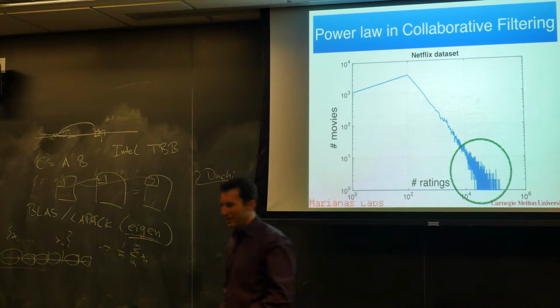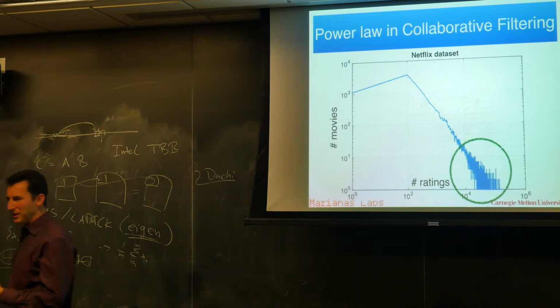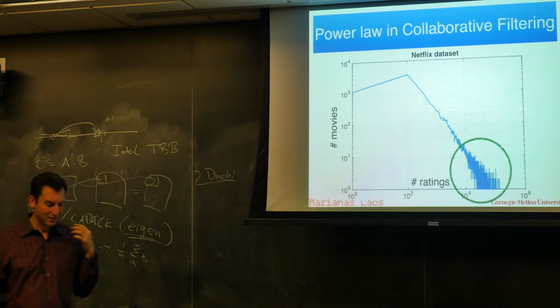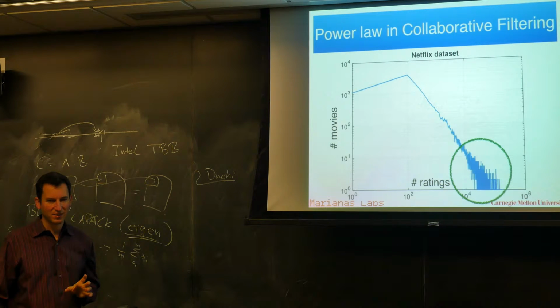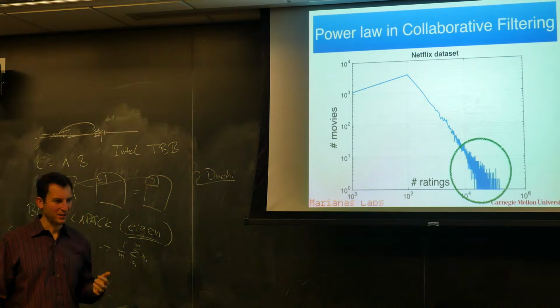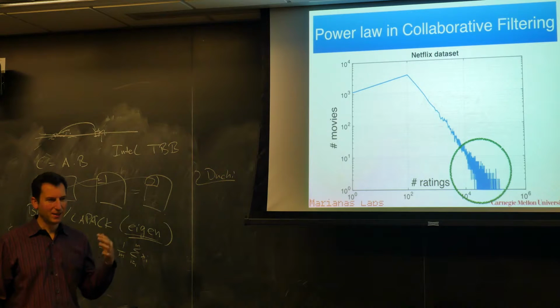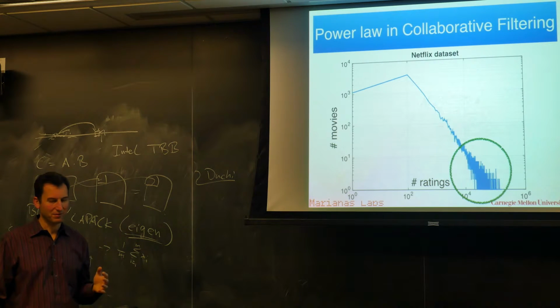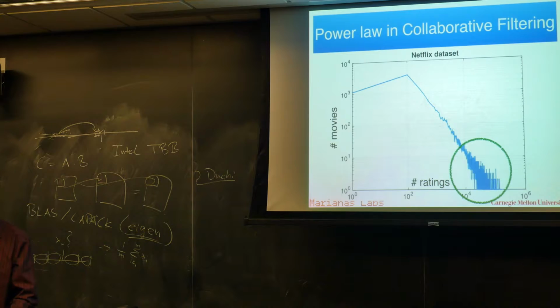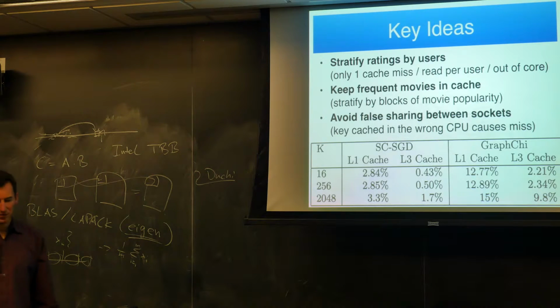Right. So what really happens is that there are only a small number of movies that really are very frequently accessed. And so therefore, if I can keep them close to the CPU in the cache, then I can essentially beat the main memory barrier. Okay? That's basically what you do.